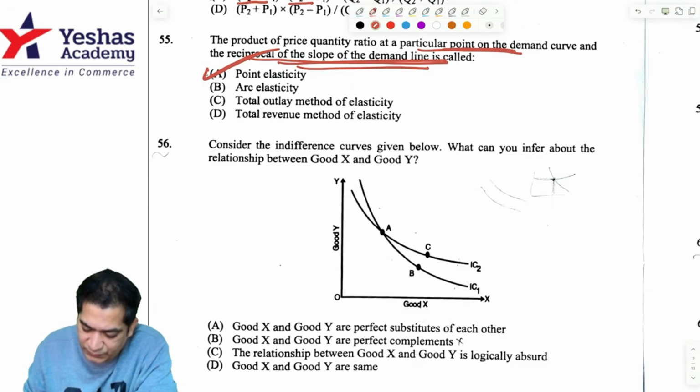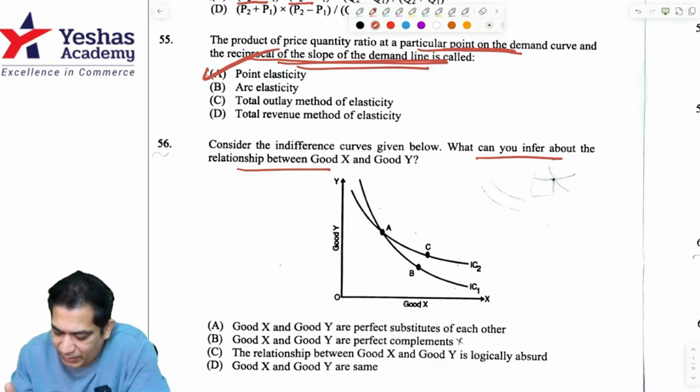Consider the indifference curve shown below. What can you infer about the relationship? What did we know? We have written, studied in detail also, that two indifference curves should never intersect one another. It violates the fundamental core principles of indifference curves.